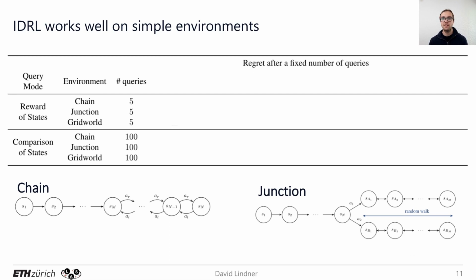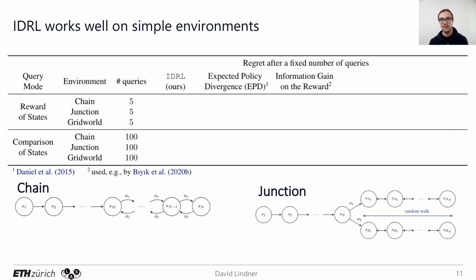We assume that the agent has a fixed budget of queries, either about the reward of individual states or queries that compare two states. Now we compare information-directed reward learning to a prior method called expected policy divergence. We compare to information gained directly on the reward, so this does not consider the environment dynamics. We consider expected improvement, which is a heuristic from Bayesian optimization, and we have uniform sampling on the state space as a baseline.